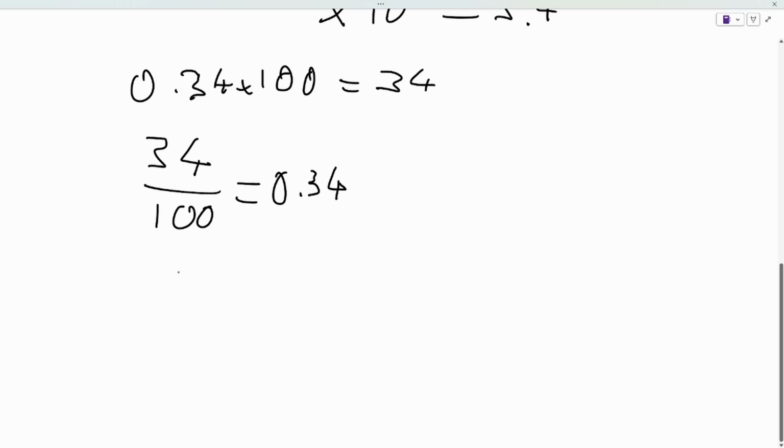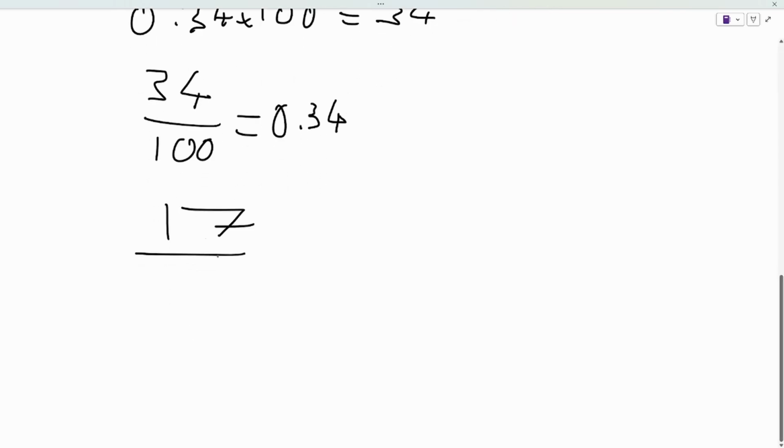And so 34 over 100, again, the easiest one to do: they're both even numbers, so they have factors of 2, which means halve it. Half of 34 is 17, and half of 100 is 50. And we can't simplify this any further, because 17 and 50 don't share a common factor. So our final answer in its simplest form is 17 over 50 is 0.34.